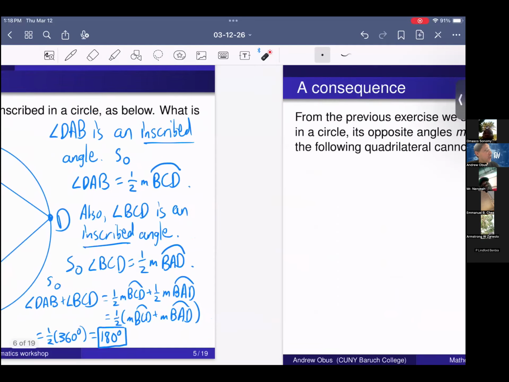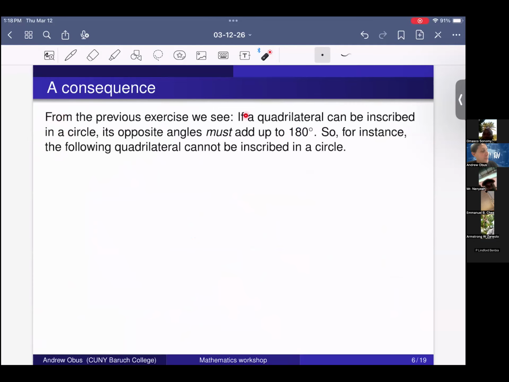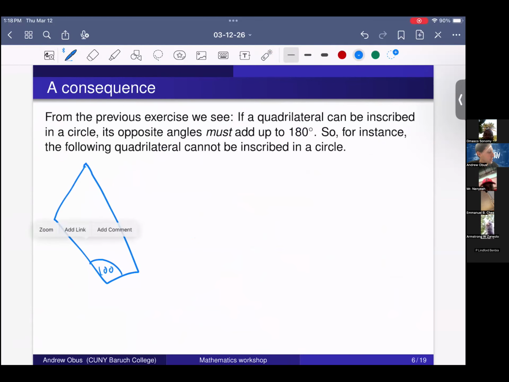So I mean, this is exactly the consequence. We see if a quadrilateral can be inscribed in a circle, its opposite angles must add up to 180 degrees. So again, if I just draw some random quadrilateral like this, where maybe this is 100 degrees, this is 90 degrees, this is 40 degrees, and this is 130 degrees. So these are all in degrees. Then this quadrilateral here cannot be inscribed in a circle because the opposite angles don't add up to 180 degrees, right? So that doesn't work, right?